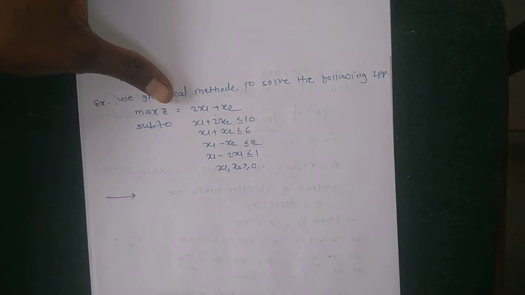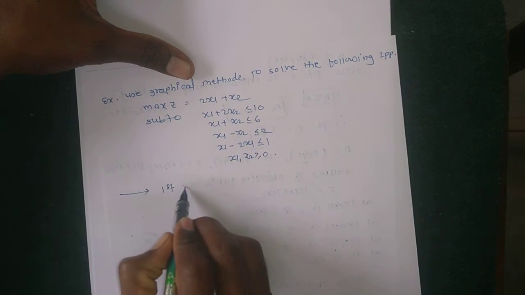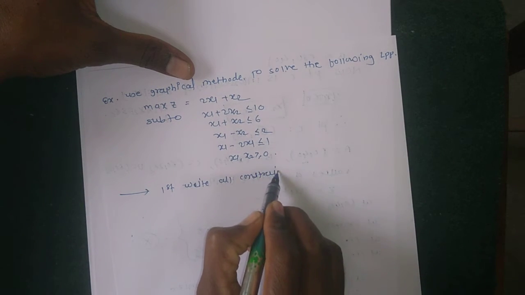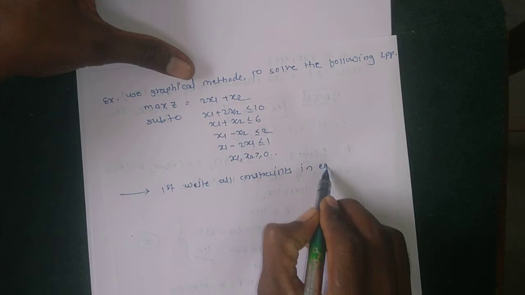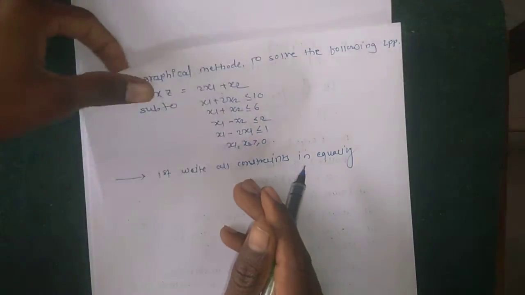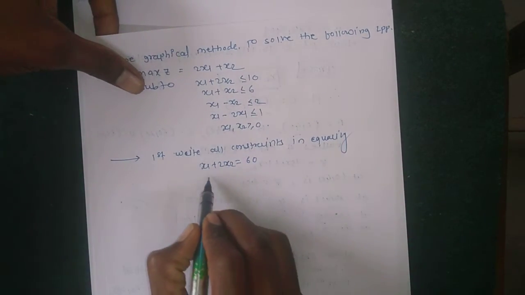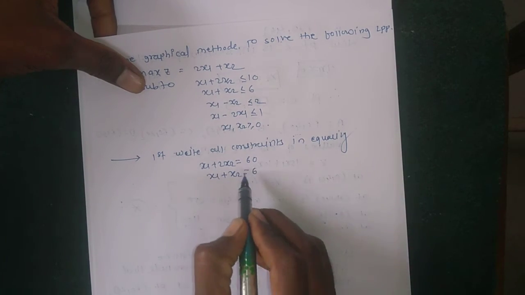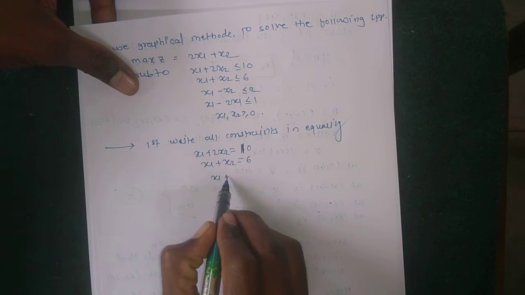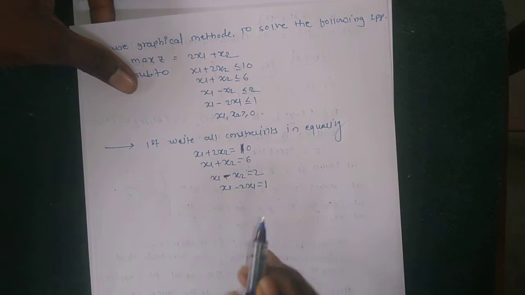Okay, so by using graphical method, first we write all constraints in equality form. Okay, so how to write? Then constraints are x1 plus 2x2 is equal to 10, x1 plus x2 is equal to 6, then x1 minus x2 is equal to 2, x1 minus 2x2 is equal to 1.